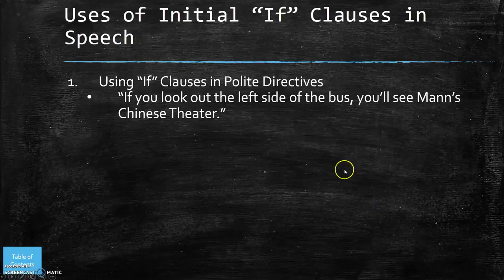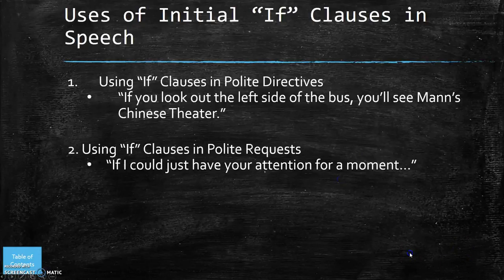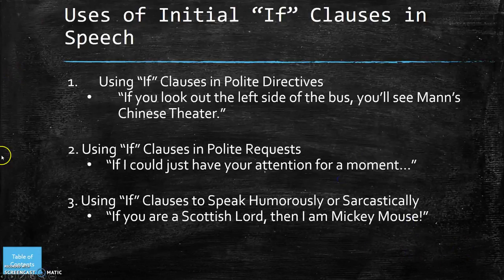We have some examples of initial if clauses, okay? So there's many different ways you can use these clauses. And I'll just go through all of them. Using if clauses and directives. If you look out the left side of the bus, you'll see Mann's Chinese Theatre. It's just a little bit more polite than saying, hey, look out to your left. Okay? Using if clauses and polite requests. If I could just have your attention for a moment instead of, hey, listen up. It's just a bit more polite, all right?